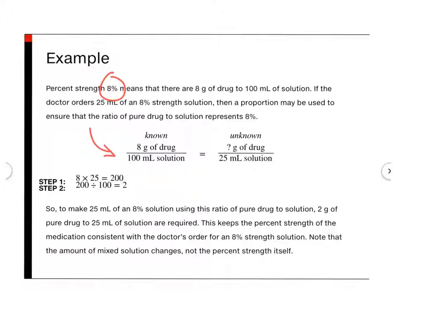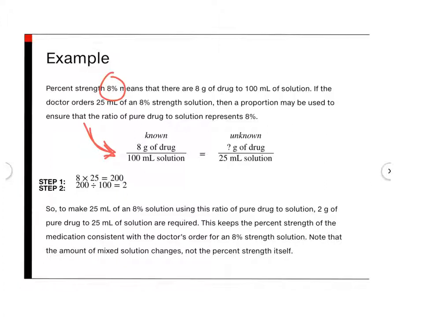So on the screen, you're looking at an 8% strength. 8% means that I have 8 grams of drug to every 100 milliliters. And so we can look at that by what I've drawn on the screen there, 8 grams to every 100 milliliters. And let's say the doctor orders only 25 milliliters of that same percent strength. I want to know how many grams I would need in order to create that lesser amount of medication, but keep it at an 8% solution. So what we can do is represent that 8 out of 100 as a known.